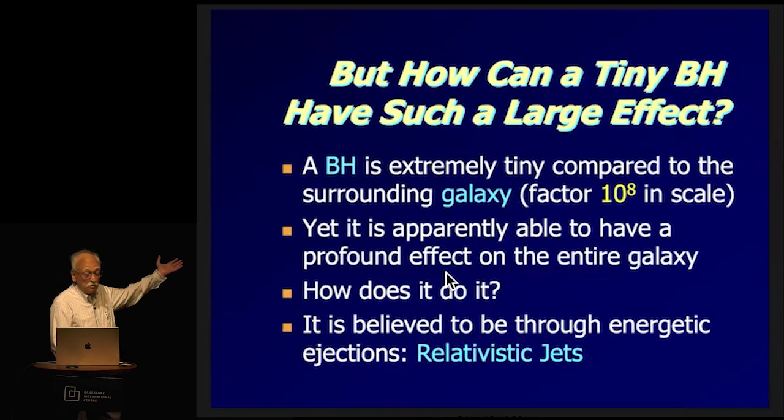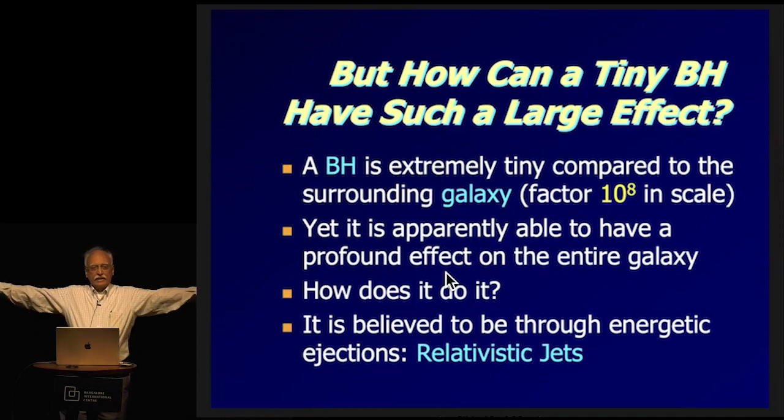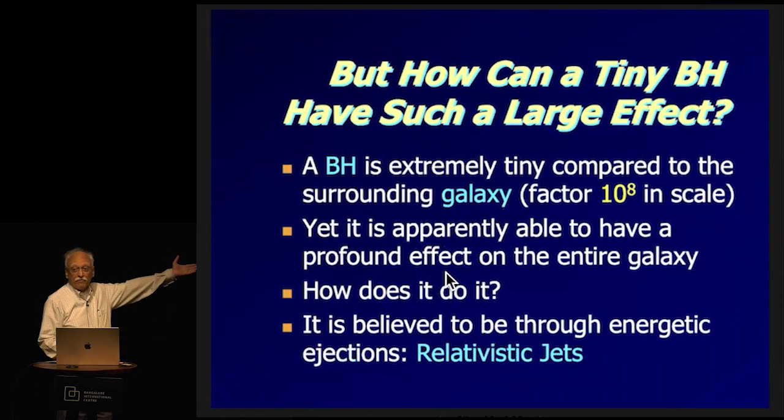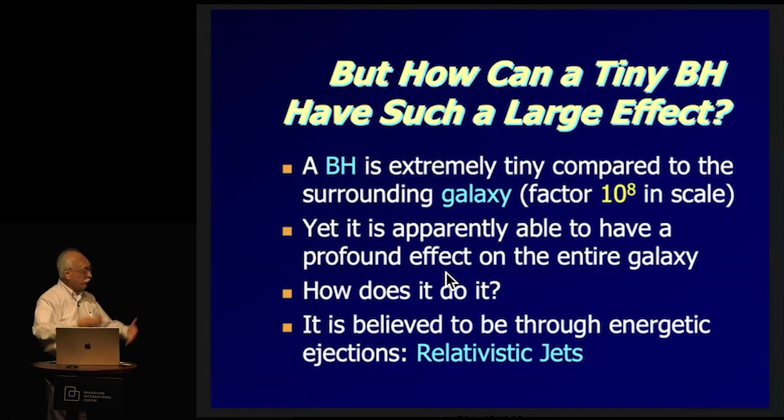Still, this business about the scale is a worry. The scale difference between the event horizon of a black hole and the characteristic radius of the galaxy, it's not a few hundred. It's 10 to the power of 8, okay? That's a large range of scales over which to communicate information and to influence each other.